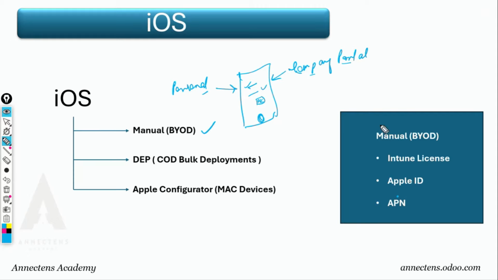In that, first of all you need to check whether the user has an Intune license assigned or not. If the license is not assigned, the user will not be able to log in to the Company Portal application and enrollment will not work. That is the first thing. For setting up iOS devices for the BYOD concept, we require an Intune license, we require an Apple ID, and we require a man in the middle. That is called APN, Apple Push Notification.